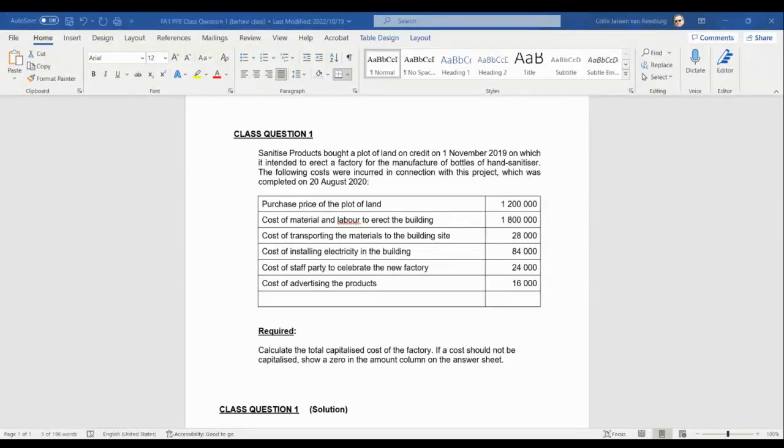Does the fact that you are advertising your products play a significant role in the condition of the factory? The factory, the building, and the plant and machinery in the building. No. Exactly, it does not change the condition of the plant itself. The other question we need to ask before we can decide whether it's a directly attributable cost or not: does it play a significant role in the location of the factory? Also no.